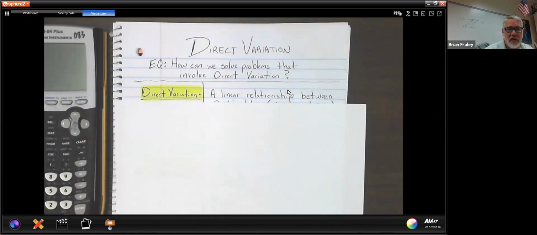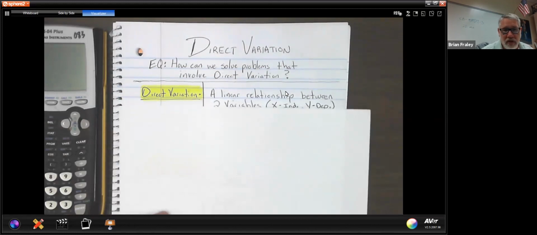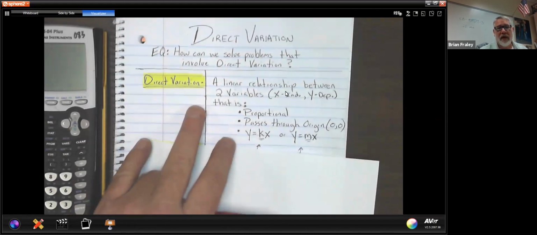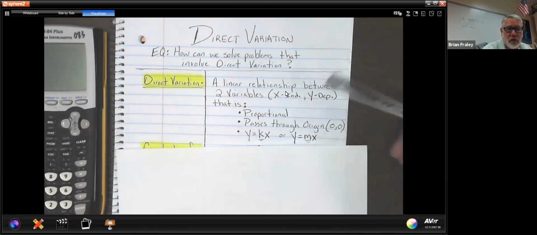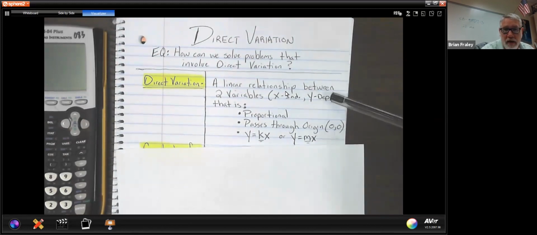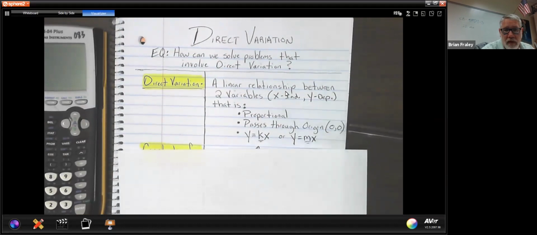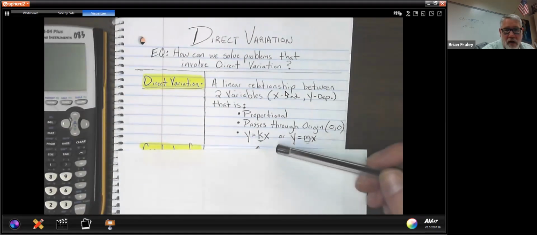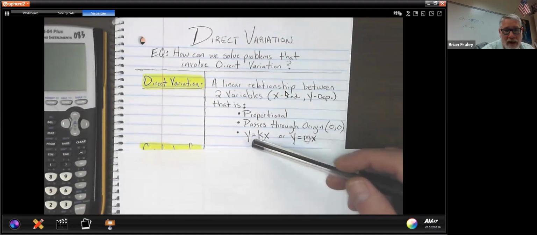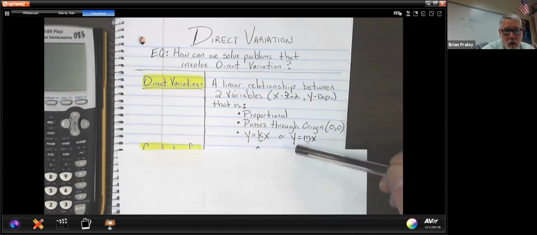First thing we're going to do is define what direct variation is. So direct variation is a linear relationship between two variables, your x and your y, that the relationship has to be proportional. It also passes through the origin, which is 0, 0, and I'll show you that later on a graph. And also it can be written as y equals kx or y equals mx if you wrote out an equation, okay?